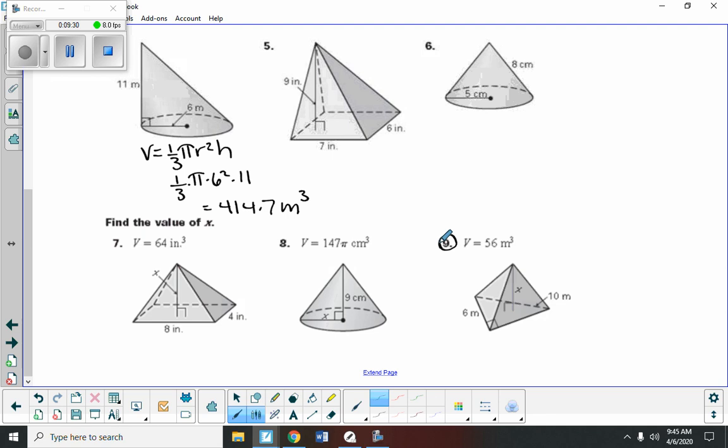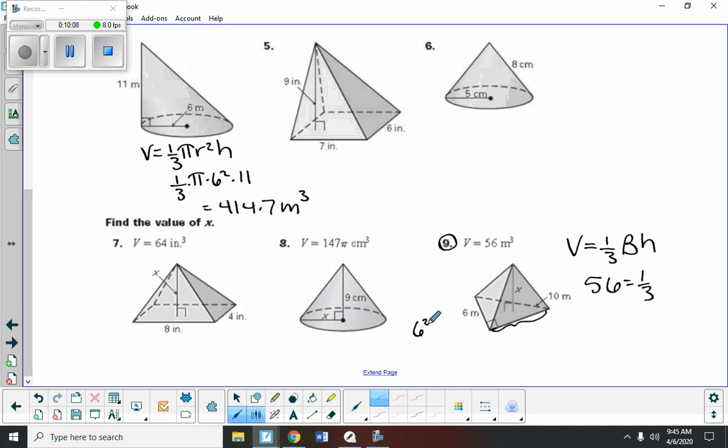It says the volume is 56 meters cubed. We have to find the value of x, so we need to find the height. So volume equals 1/3 area of the base times the height. So we're going to be a little more specific. We know the volume is 56. And with our triangle here, we have to do some figuring. We know the base of the triangle is this side and the height is 6. And we know the hypotenuse is 10. So we're going to need to do the Pythagorean theorem to find this first.